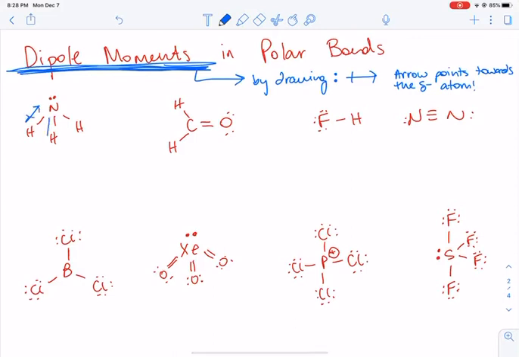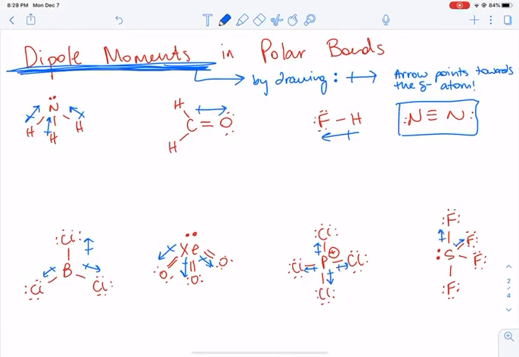As an example here, we have 3 dipole moments pointing towards the nitrogen. We have 1 dipole moment pointing towards the oxygen, 1 towards the fluorine. No dipole moments here. We have 3 dipole moments pointing away from the boron, 3 dipole moments pointing away from the xenon, 4 dipole moments pointing towards each chlorine, and 4 dipole moments pointing towards the fluorines.